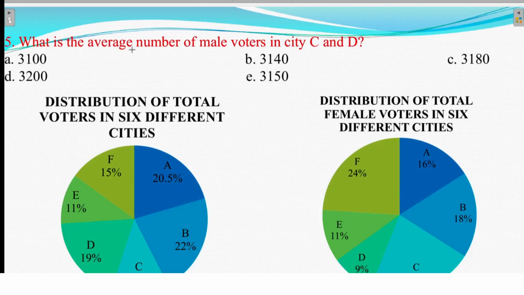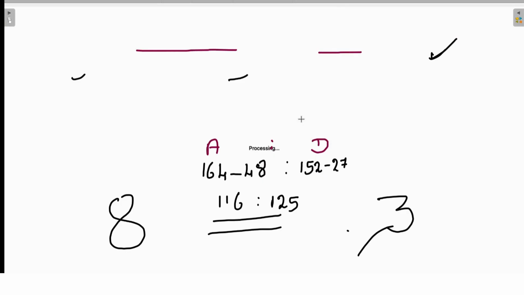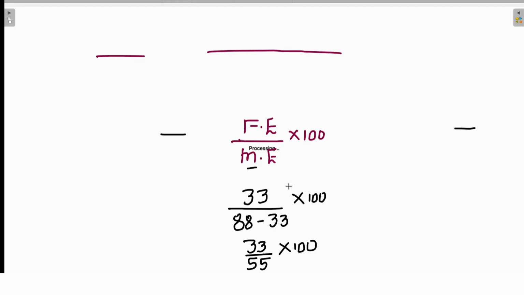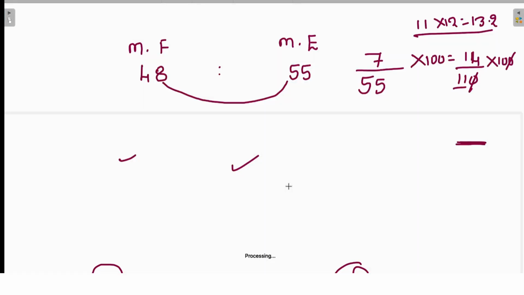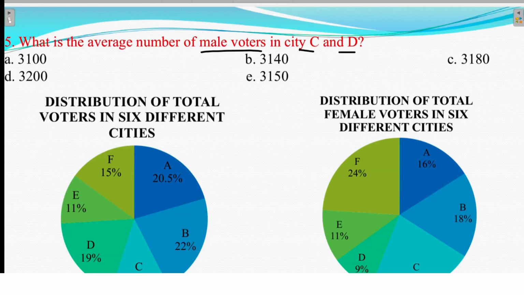Next, one more question. What is the average number of male voters in cities C and D? I already calculated one number, I think city D, in the previous question. Let's go through that data. City D, I already solved the male voters. That is 125. So I will use that data here. We don't need to do it again. Sometimes previous question data can be used. 125 divided by 2. Why am I dividing by 2?